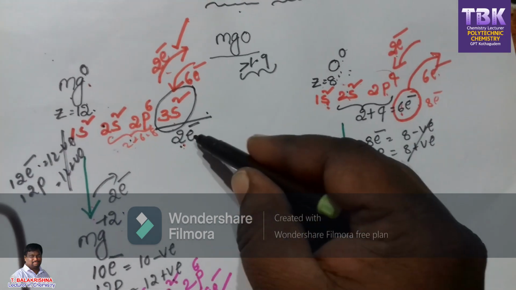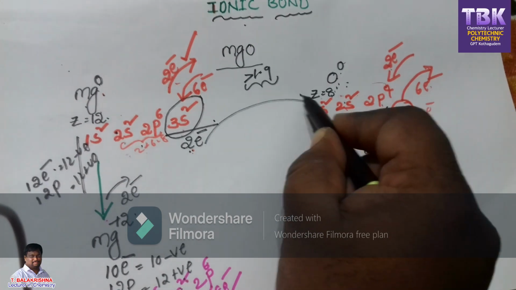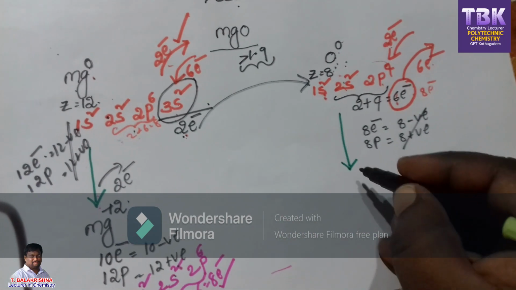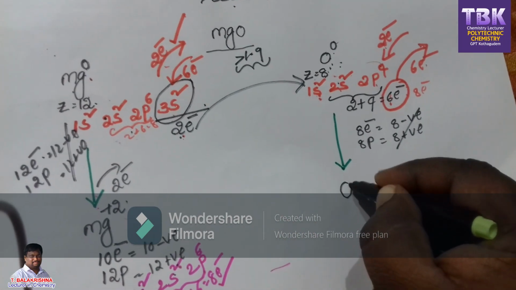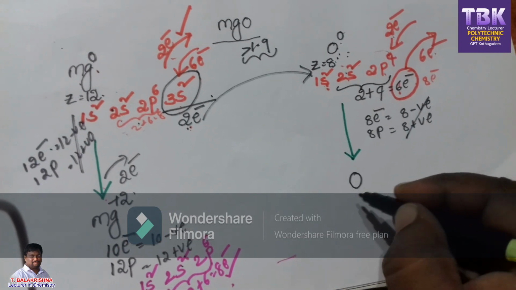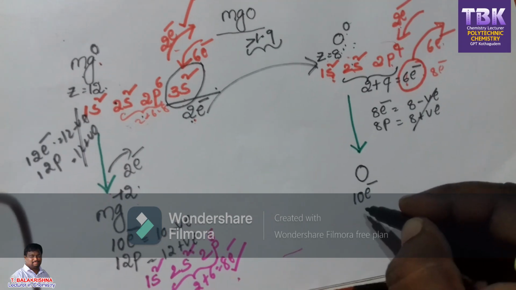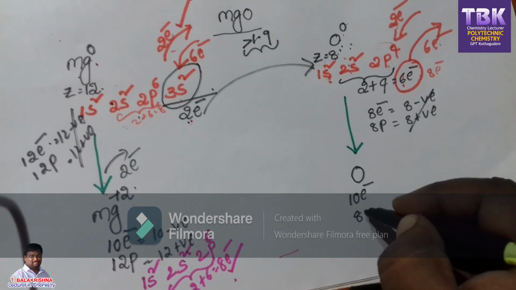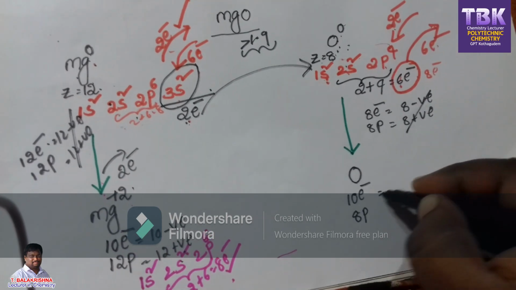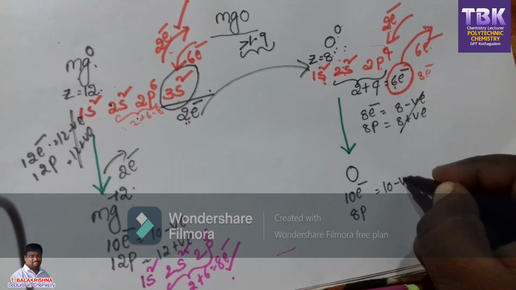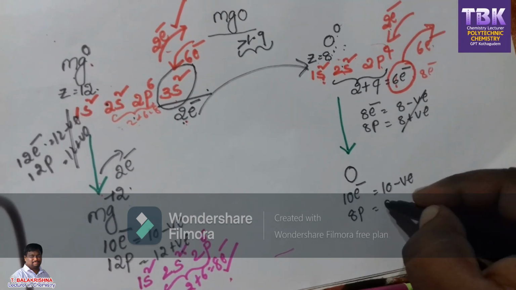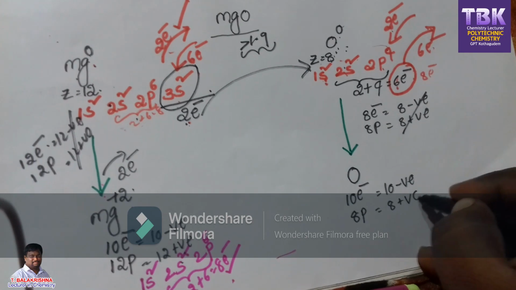So how many electrons? 2 electrons are gained by oxygen. So when this oxygen gains the 2 electrons from the magnesium, how many electrons? 10 electrons. How many protons? There is no change in the number of protons. So 10 electrons means 10 units of negative charge and 8 units of positive charge.